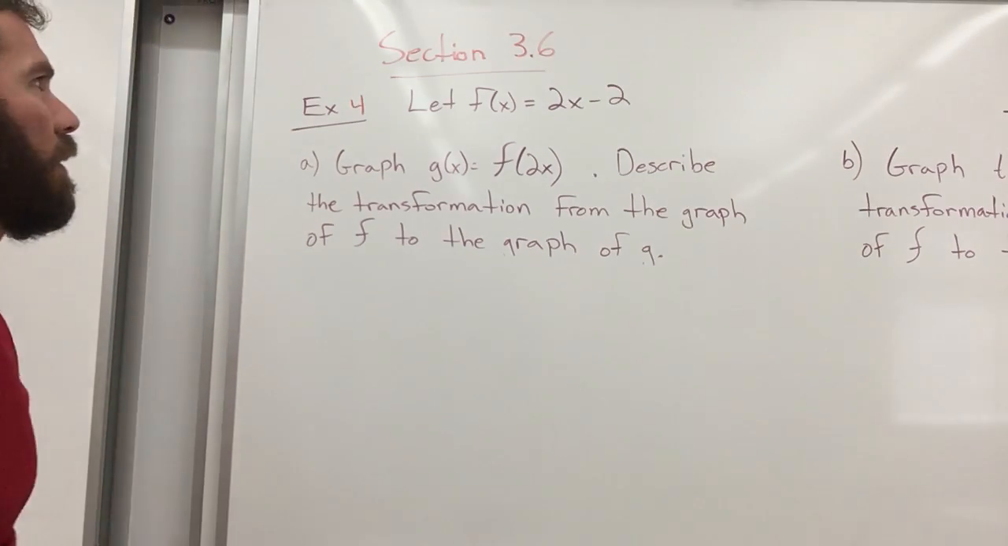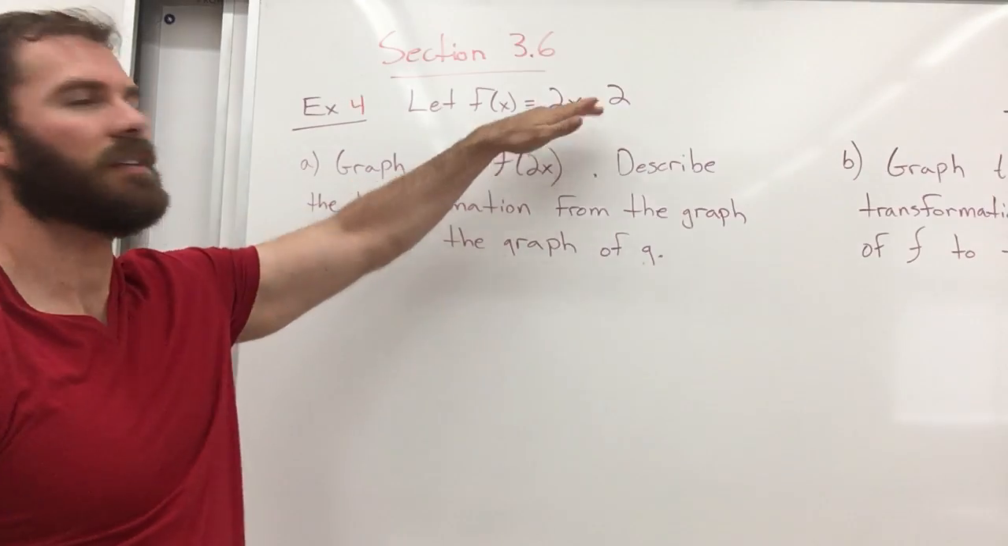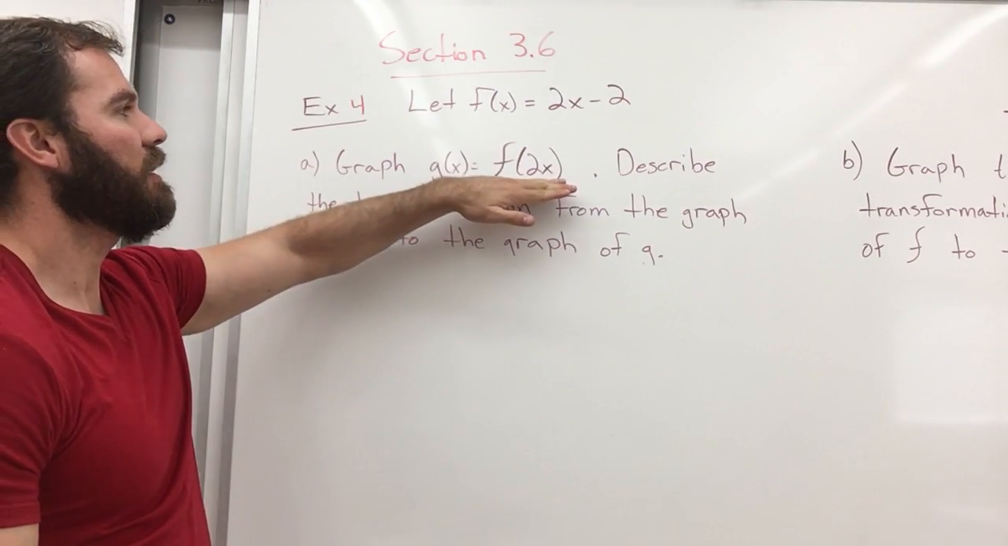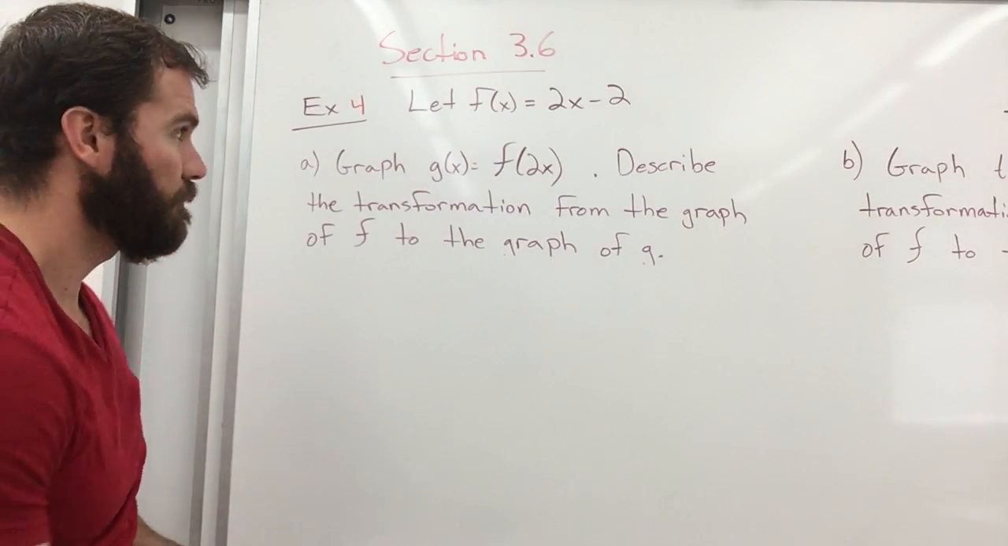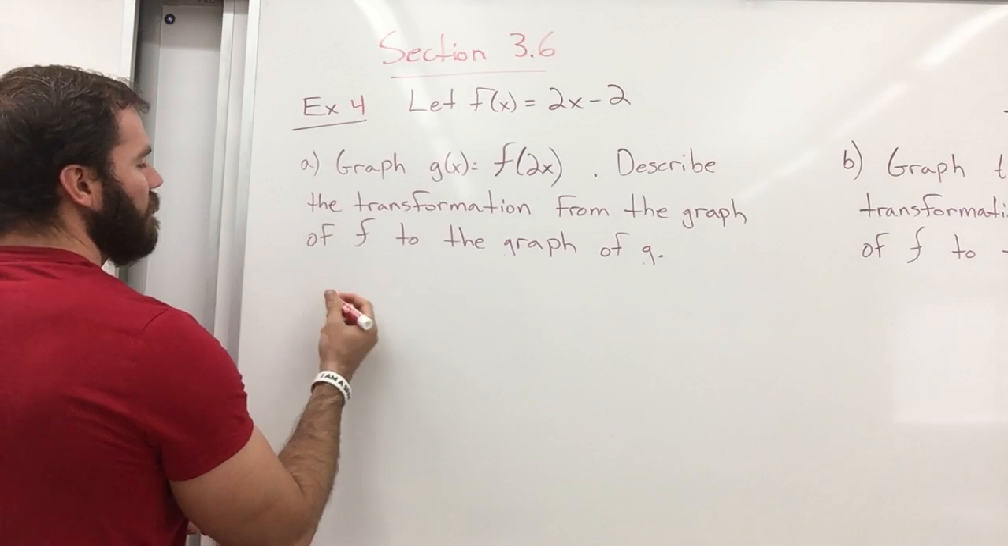For example 4, section 3.6, we have our parent function f of x equals 2x minus 2. They want us to graph g of x equals f of 2x. Describe the transformation. Well, I'm going to go ahead and describe it now.